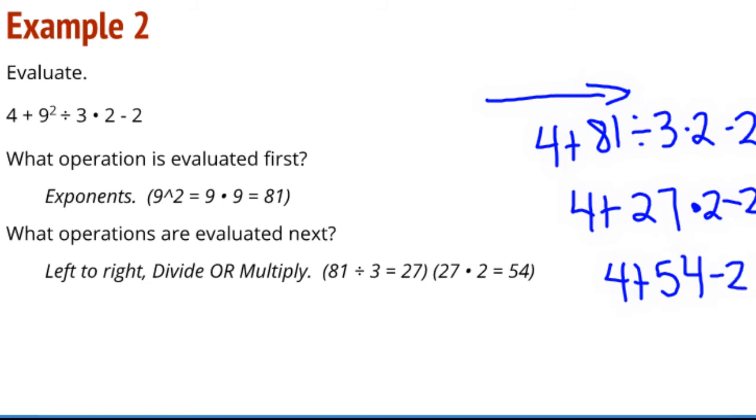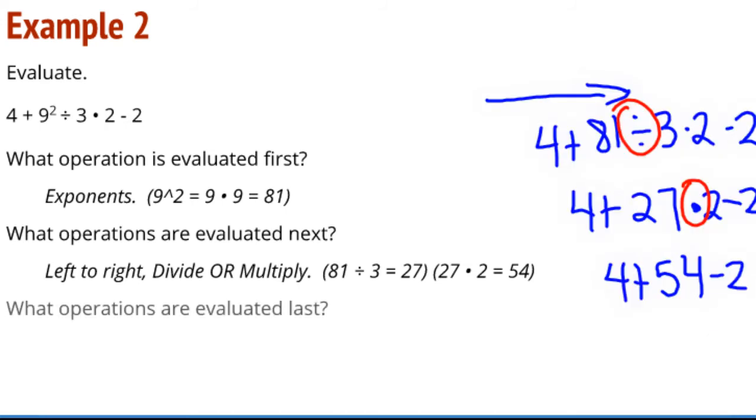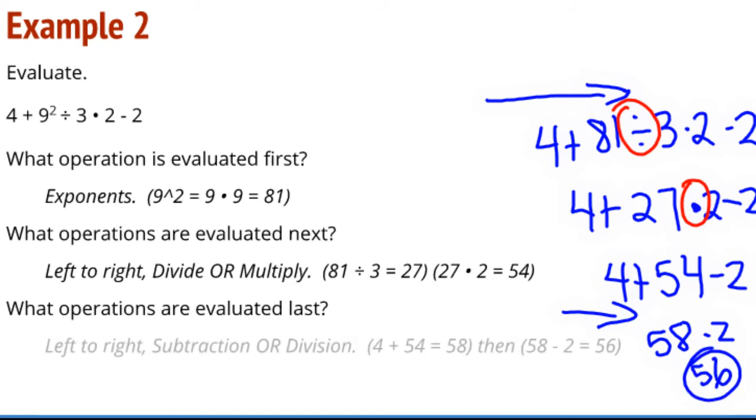So I've gone left to right. I've simplified out the division and the multiplication. And I am left with just addition or subtraction. So next I would go left to right, adding and subtracting. 4 plus 54 is 58 minus 2, which yields 56.